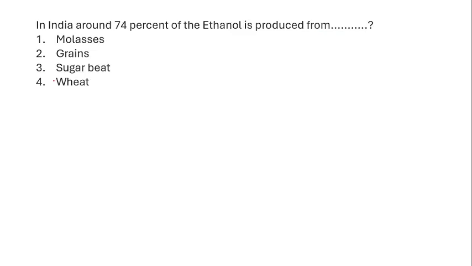Next question: in India, around 74% of ethanol is produced from. As we discussed earlier, globally the major feedstock for ethanol production is coarse grain. But in India, the major feedstock used is molasses. Molasses is a byproduct obtained from the sugar industry after crushing of the canes. This molasses is very helpful in the production of ethanol. That is the major feedstock in the case of India. Worldwide, the answer is coarse grain. That is the major feedstock for ethanol production.